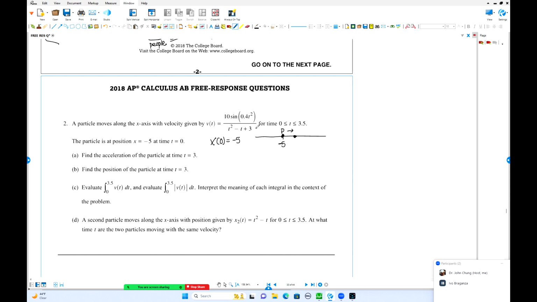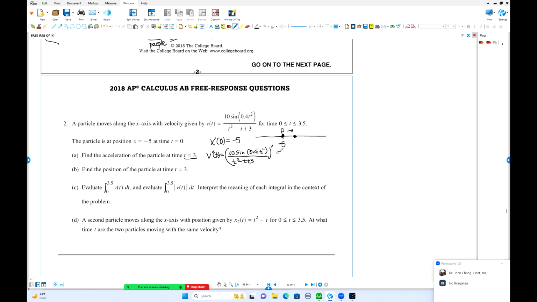Now let's find the acceleration of the particle at time t equals 0. Acceleration is what? Take the derivative of velocity. That's acceleration, right? So 10 sine of 0.4 t squared over t squared minus t plus 3. We take a derivative. Wow, this is a lot of work anyway.